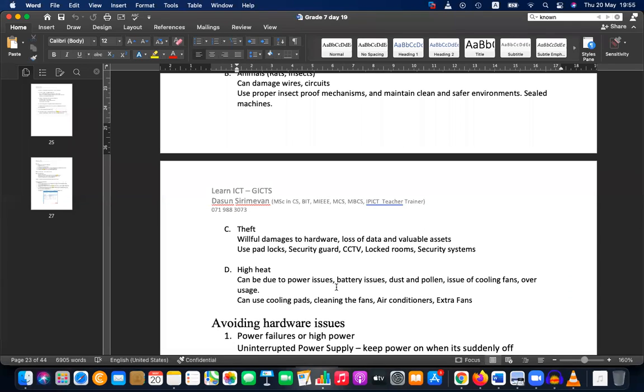How can we prevent it? Do not bring food to the computer lab. It's better to avoid bringing food and beverages to the computer room, especially sugar or anything that can be eaten by these insects and animals, because they are interested in that.